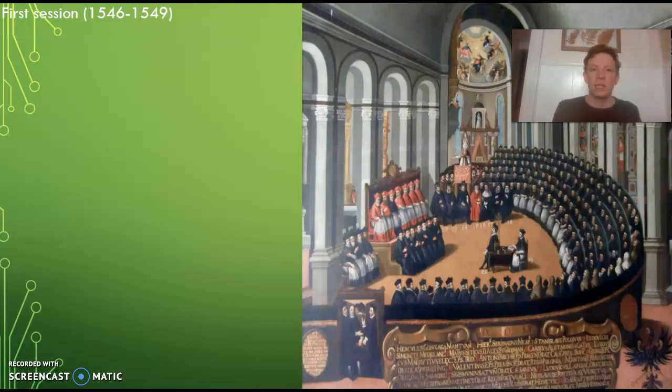So the first session begins in 1546 and lasts for 3 years. And in this session, the Council of Trent rejects Martin Luther's teaching, the Protestant teaching of sola scriptura. The Council teaches that the truth about how to know and worship God is known through tradition, which is handed down by the Church, as well as through Scripture.